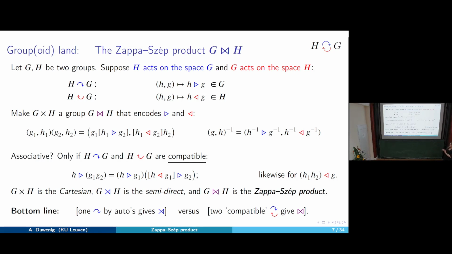Just as a reminder, at the very bottom, one more time, automorphism gives me semi-direct product, compatible actions gives me the Zappa-Szép product. That's the takeaway from this.